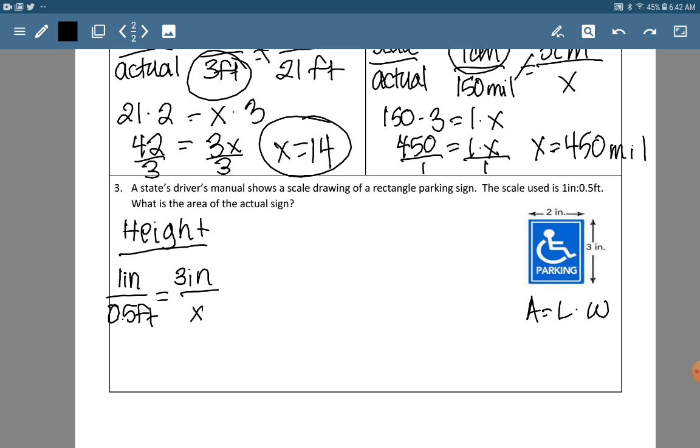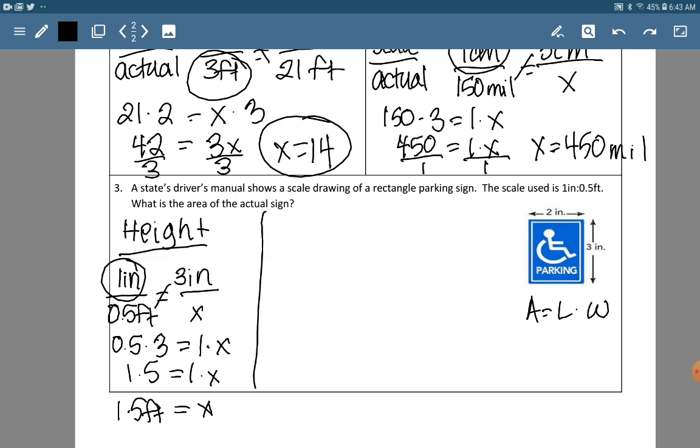Okay, I'm still going to cross multiply and divide to help me solve this. So when I cross multiply and divide, I'm going to do 0.5 times 3, and then I'm going to have to divide by 1. When I do 0.5 times 3, I get 1.5, and then divide by 1. My height is just 1.5 feet. So X is equal to 1.5 feet. That's my height, or my width, or my length, whichever one you want to look at it. Then I do my width next.